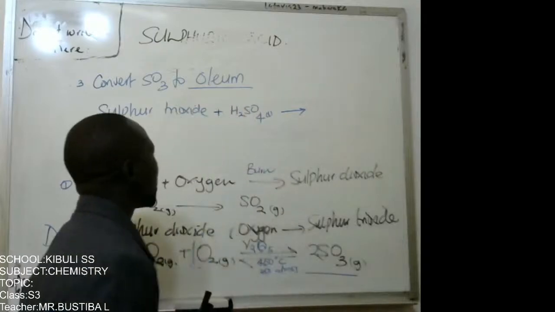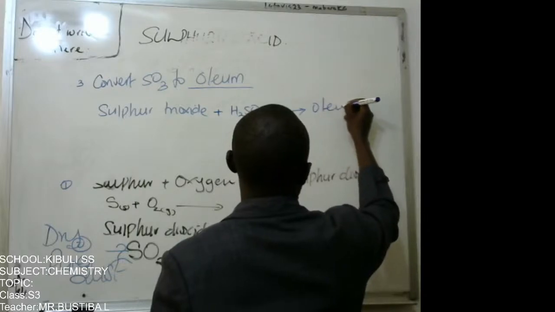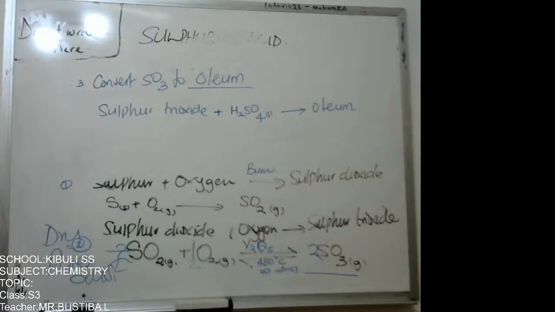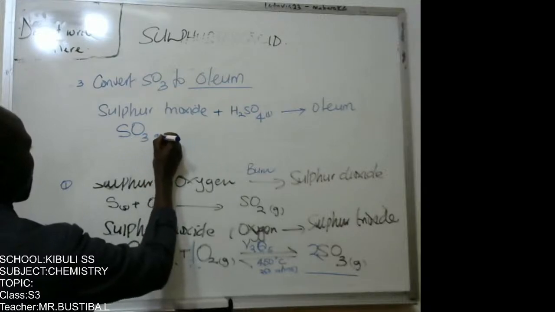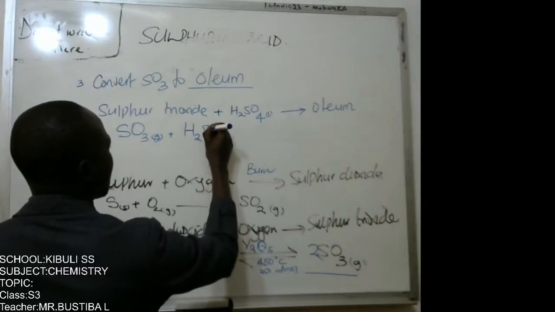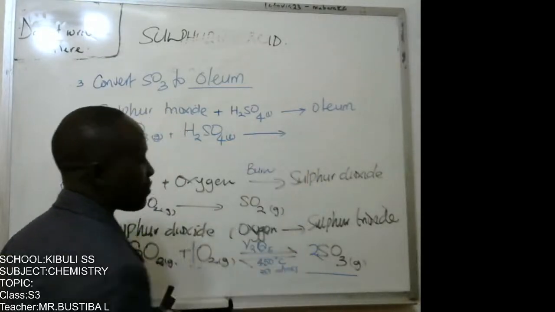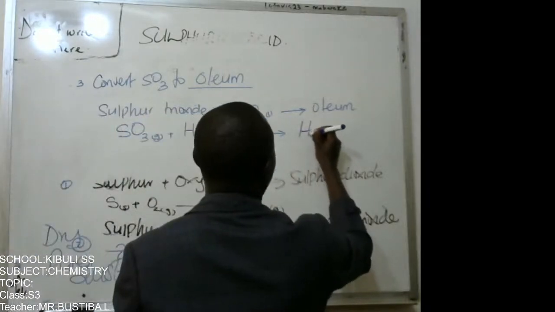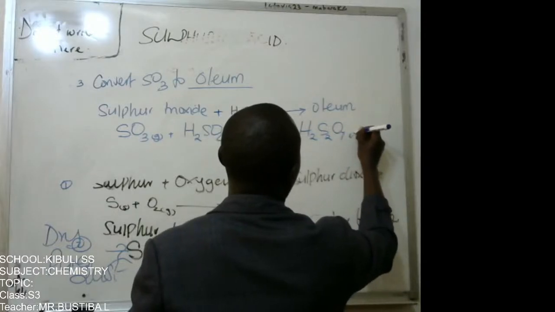So what do we obtain? We shall obtain a compound which is called oleum. So if I had to use a chemical equation as required, sulfur trioxide is SO3, a gas, plus concentrated sulfuric acid, H2SO4, which is a liquid. What is the formula of oleum? The formula of oleum is H2S2O7, and it's a liquid.